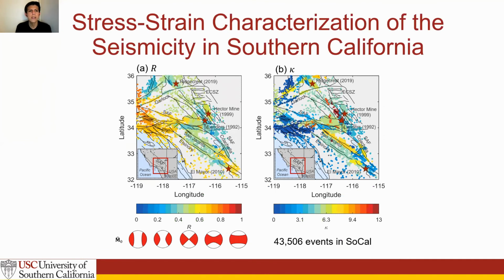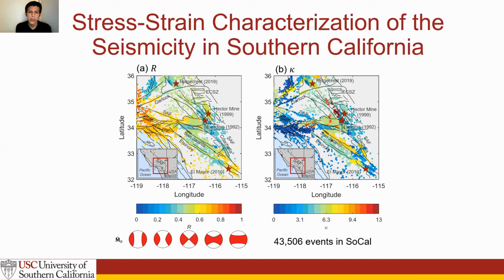Here I'm showing the stress and strain characterization for all the seismicity in Southern California using the catalog with over 43,000 events. On the left, I'm showing the values of the differential stress ratio that we obtain. We see some interesting patterns. For example, for the San Jacinto fault, the value of R is around 0.5, and this implies that there is mostly a regime of transtensional stress. We see a similar regime in the entire Eastern California.